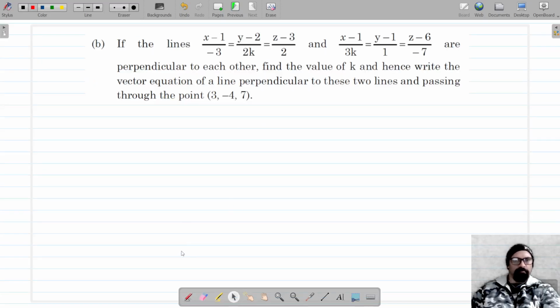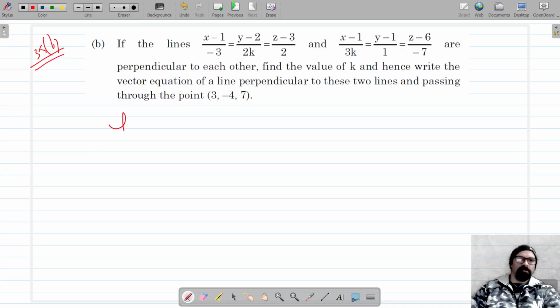Okay, this is question number 35, part B. We are given two lines that are perpendicular to each other. The line L1 is given by (x minus 1) by -3 is equal to (y minus 2) by 2k is equal to (z minus 3) by 2.